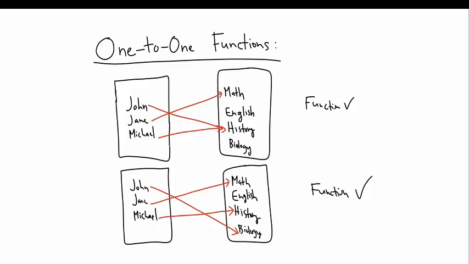Now we want to ask the question, are these functions one-to-one functions? So here's the definition of a one-to-one function. One-to-one means that different inputs have different outputs.